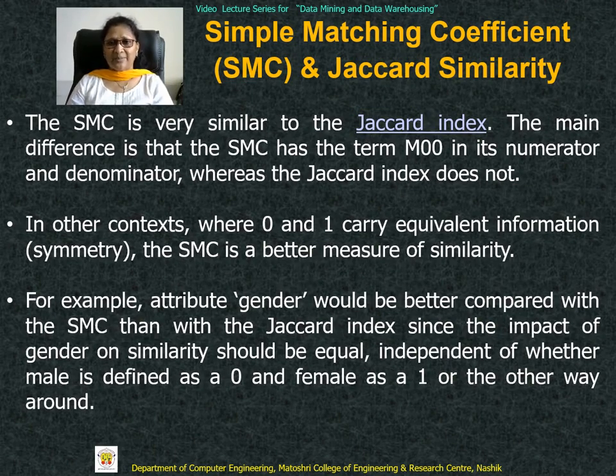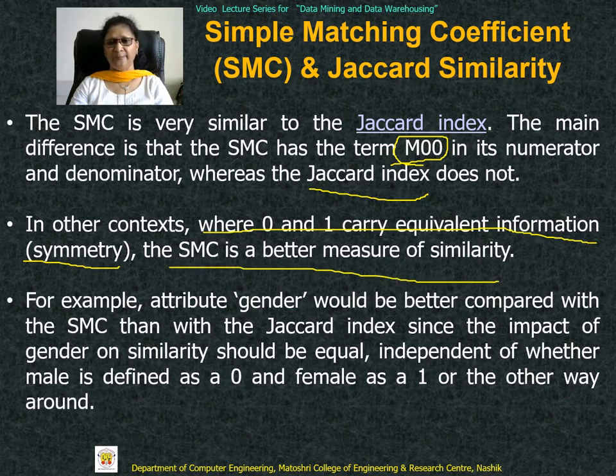If we look at Jaccard similarity and simple matching coefficient, then we feel that they both are similar to each other. But the core difference is the term M00 is excluded from both numerator and denominator in case of Jaccard index. Or we can also say that where 0 and 1 carry equivalent information, that is if we have symmetric attributes, then we will go for SMC, whereas if we have asymmetric attributes where we do not give equal importance to both the values, then we shall go for the Jaccard index similarity measure.